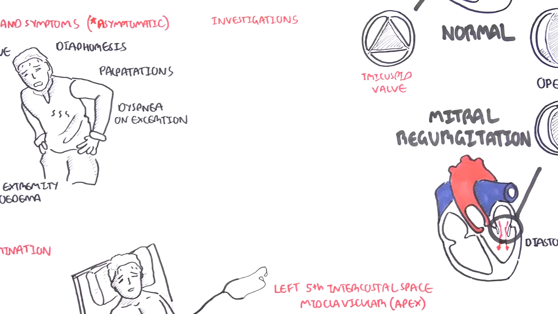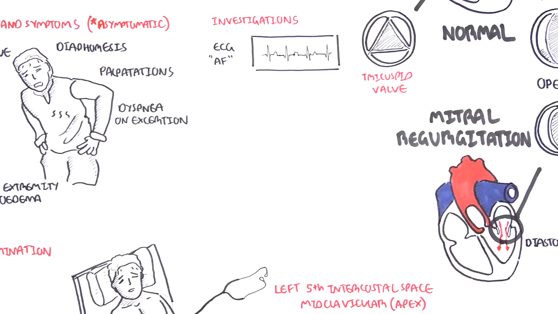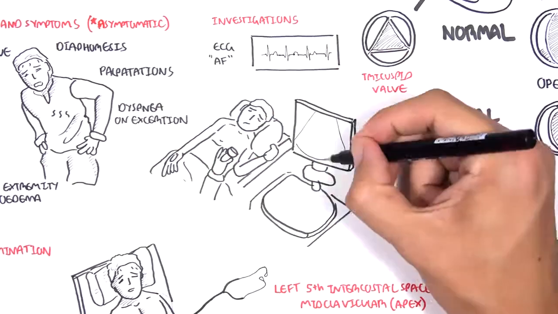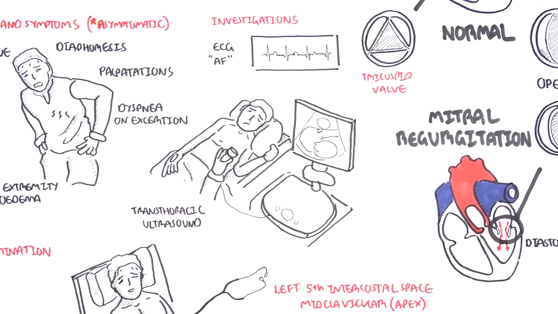Investigations that can be performed include an ECG, which may show signs of atrial fibrillation. AF, atrial fibrillation, is characterized by absent P waves with an irregular rhythm pattern. The gold standard for assessing and identifying valvular heart disease is ultrasound, echocardiograms.